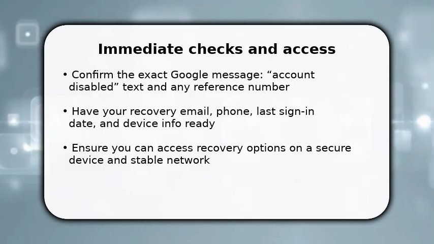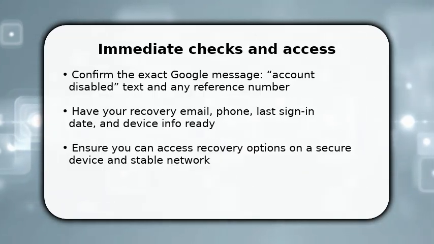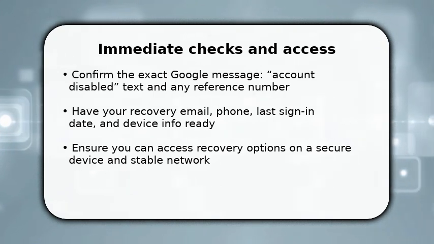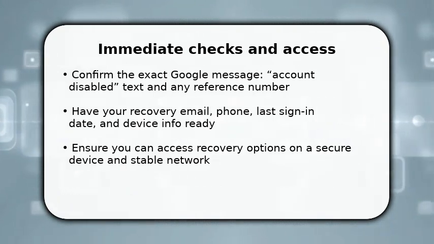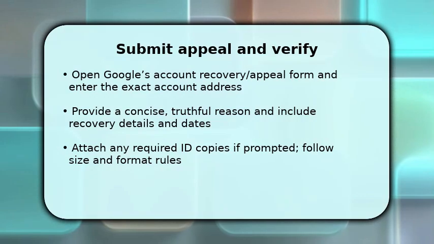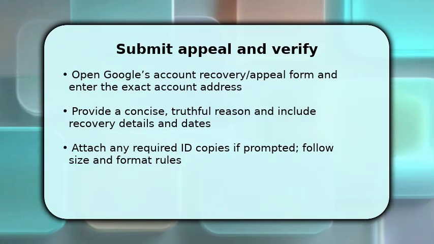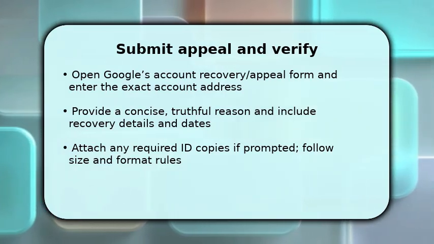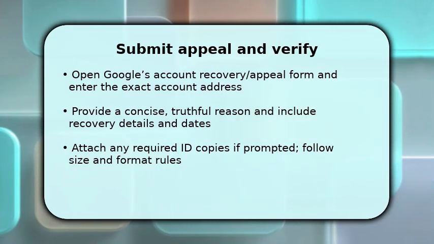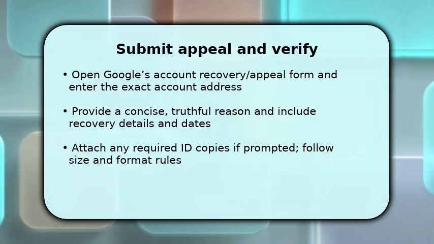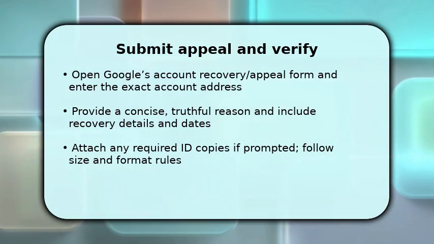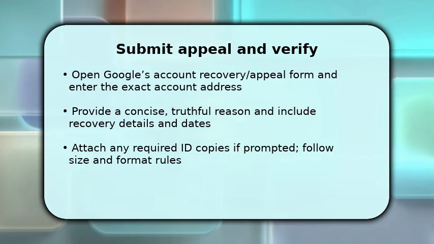Make sure two-step methods are reachable and that your network is reliable, because these basics speed up verification and prevent avoidable automatic rejections. You now complete the official recovery or appeal form carefully, entering your full Google account address and any case ID. Explain succinctly why your account should be reinstated, be factual about recent actions, and mention relevant dates or devices. Upload government ID only if explicitly requested.